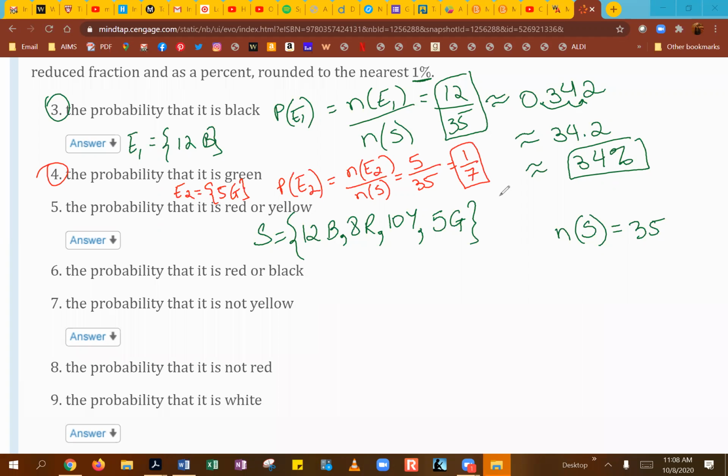And then it looks like you're giving me 14% as your percent answer. So 1 divided by 7 will give us 0.142. And then as a percent, that will end up becoming 14%. Very nice. Good job, guys. Perfect.